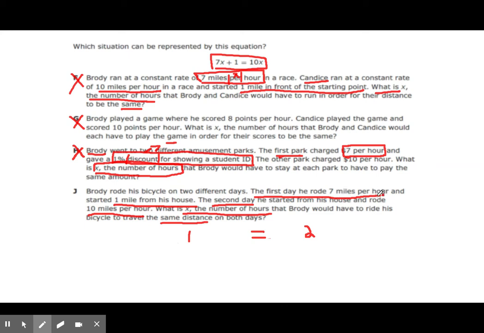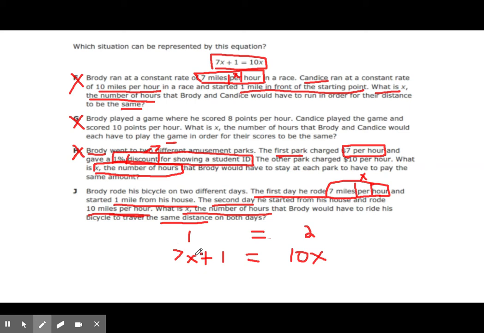So the first day he rode 7 miles per hour. Again, that tells me I'm taking that 7 and multiplying it by the number of hours, or our x. Our x represents the number of hours. So 7 times x, 7 times the number of hours. And started 1 mile from his house. So again, to get the total distance, I need to add that 1 mile. And that has to be equal to whatever he did on day 2. So day 2, he started from his house and he rode 10 miles per hour. So 10 miles per hour, or 10 times the number of hours, 10 times x.